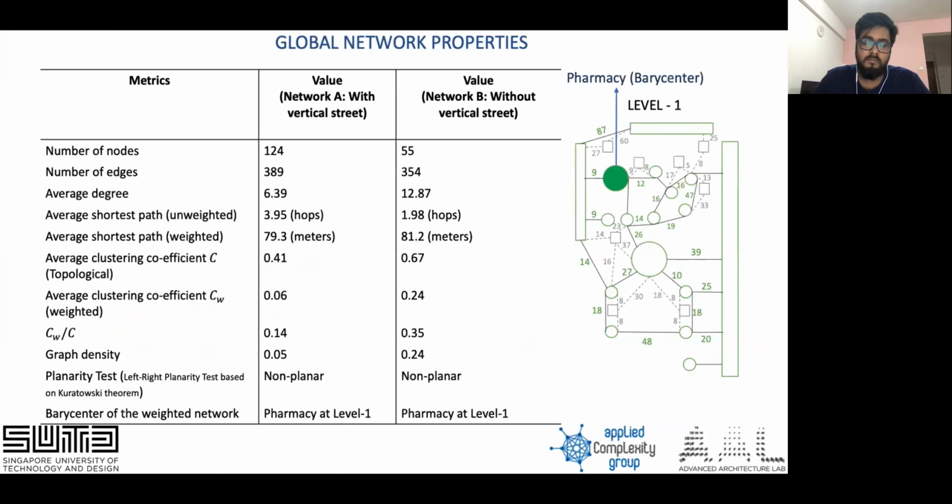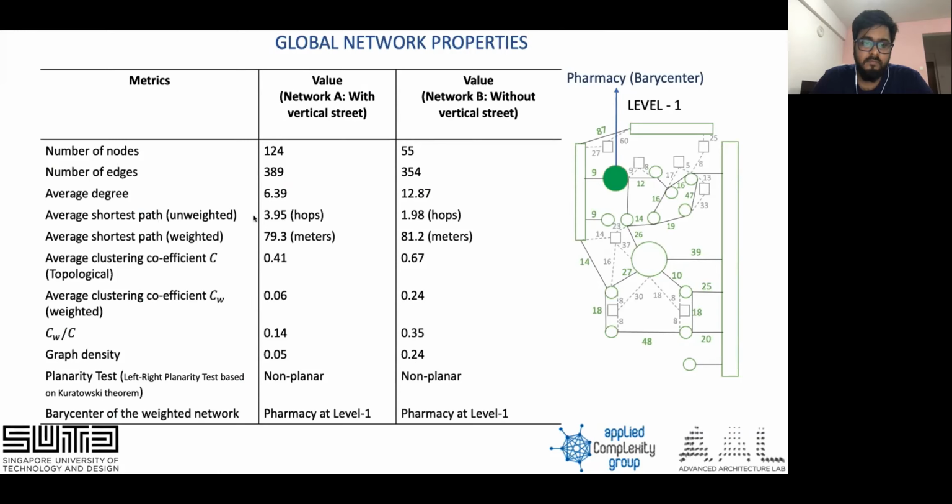So looking at the global network properties, there are 124 nodes in network A and 55 nodes in network B. The number of edges is not very different, as we simply rewire the edges when excluding the vertical streets in network B. The difference in the global network properties of both networks is seen through the average degree, the topological and weighted clustering coefficients, and graph density, which measures how close a network is to a complete network.